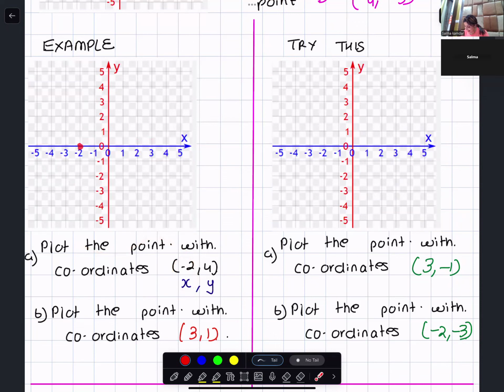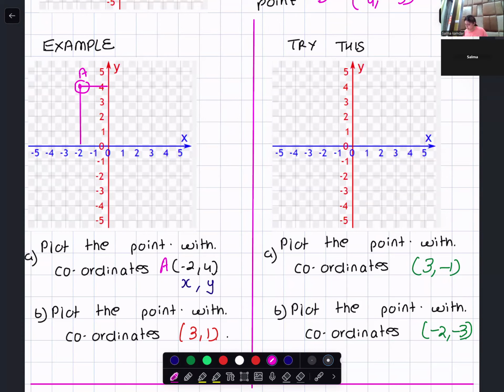Now 4 on the y-axis, it is upwards. So -2 on the x, 4 on the y, the point would be somewhere over here. So I would name this point as A, where it is -2 on the x-axis and 4 on the y-axis. Point A.